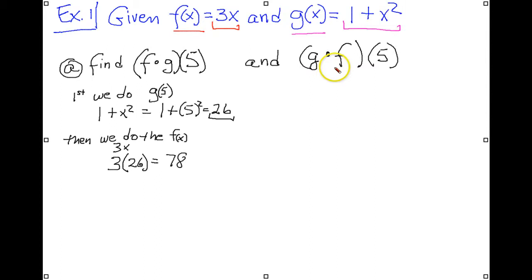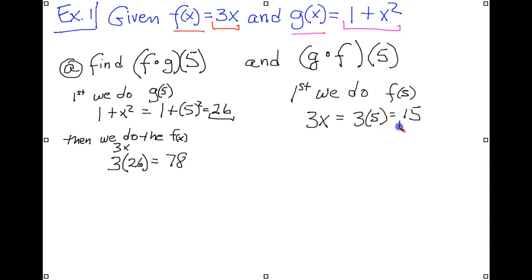Now, for this one, notice it's reversed. Instead of the f being first, it's now g first, then the f. So again, we first do f, which we're going to say is 5. That would be our x value. So we go to our function, which is 3x. We now put in the 5. And we get 15.